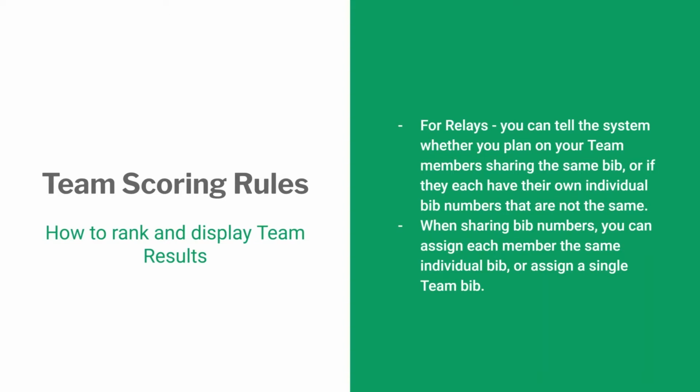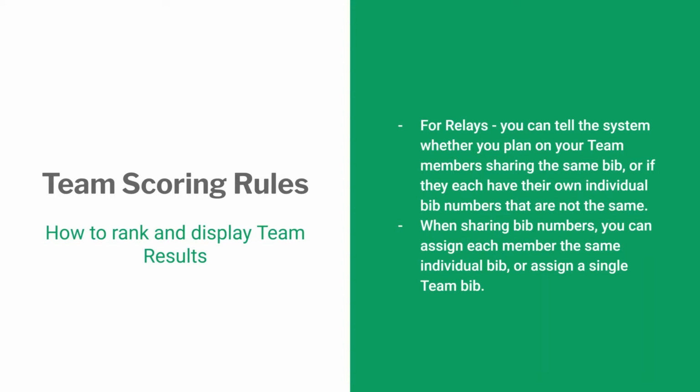And with RaceDay scoring, if you plan on sharing bib numbers, you can assign each member the same individual bib number, or you can assign a single team bib number. So this is a little bit different from those of you who may have used Race Director, where it doesn't like it if you give the same bib number to multiple people. With RaceDay scoring, you're allowed to do that. And in RelayTeams scoring, it actually doesn't care if you have some teams with a team bib and other teams with all individual bibs that just happen to match. The scoring will work exactly the same. So that's just a good factoid to know about.